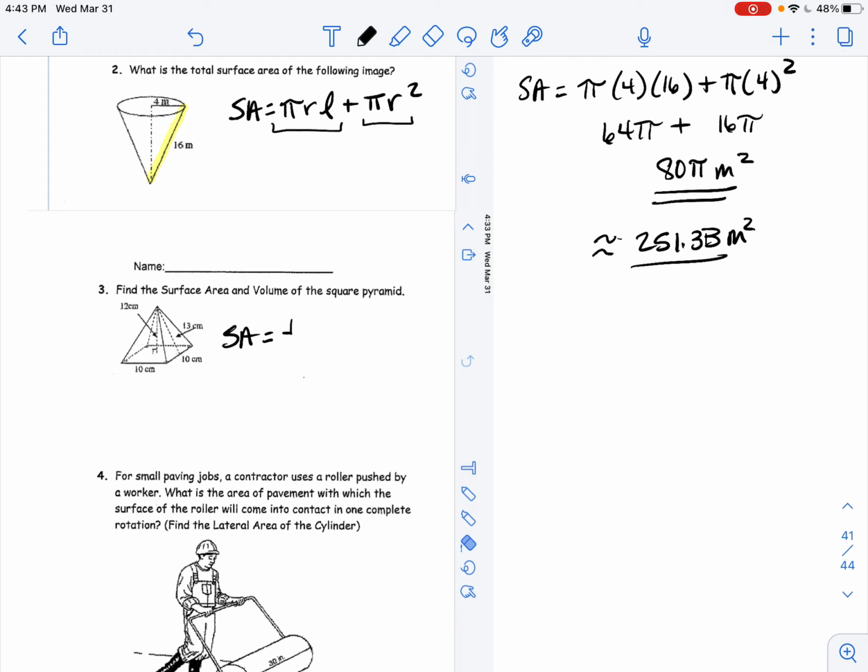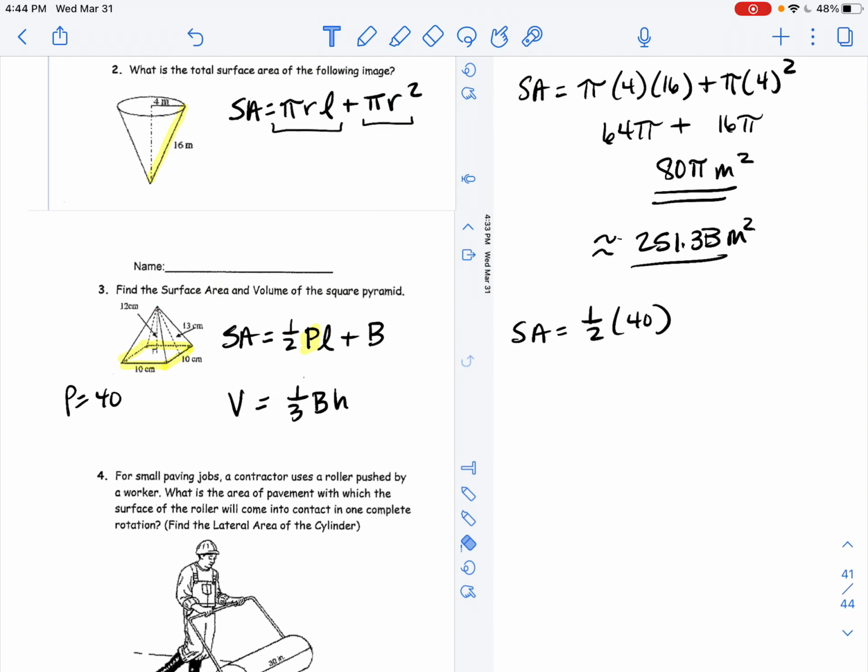Okay, so the surface area is 1/2 the perimeter of the base times the slant height plus the area of the base, and the area of the base in this case is a square, and then it also wants the volume. So volume is 1/3 base times height. All right, so let's plug it in. So surface area is 1/2 the perimeter of the base, this P would be 40. The slant height is given as 13. That's this guy.